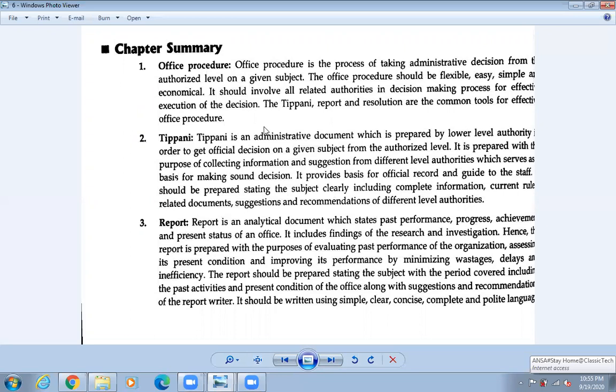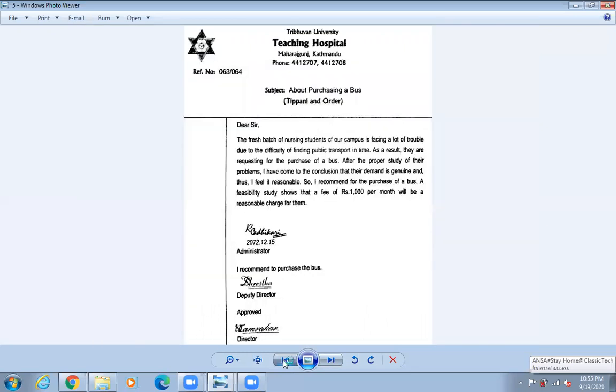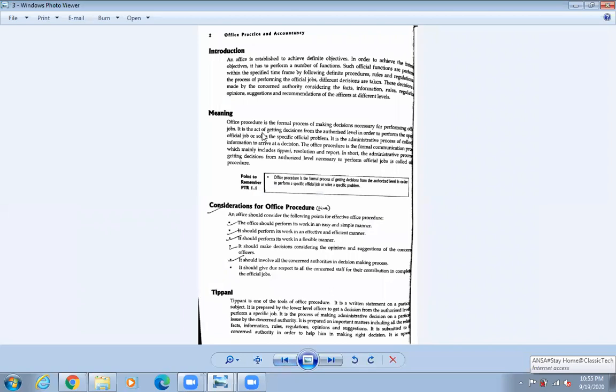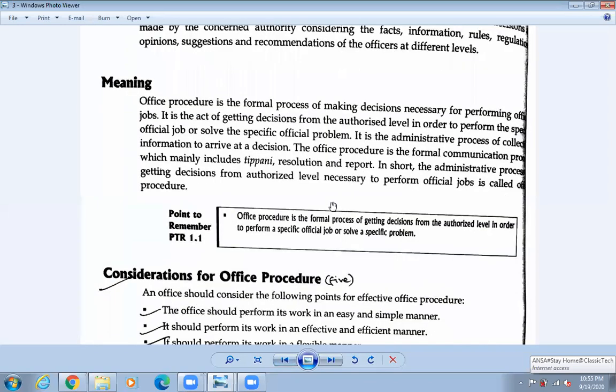While writing the definitions, please write down these definitions. If it is office procedure, write this definition. If there is tipani, write down this definition. If there is a report, write this definition. These are the definitions that you need to write down in your copy. Instead of writing all these things, let us write down that topic only. Let me discuss what office procedure is.